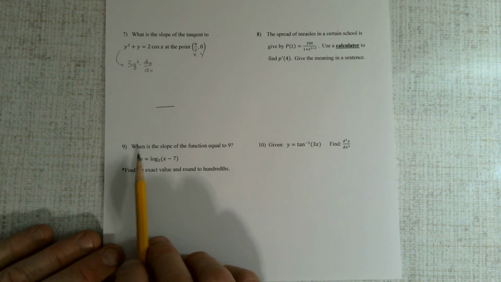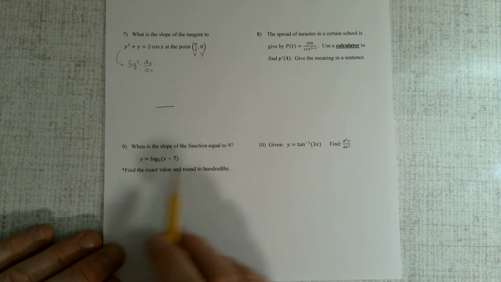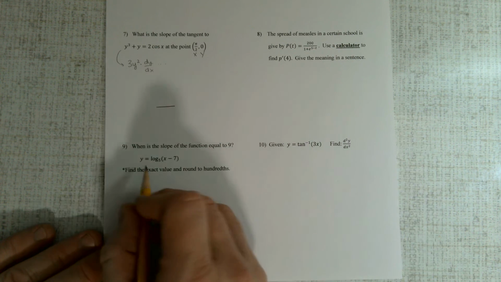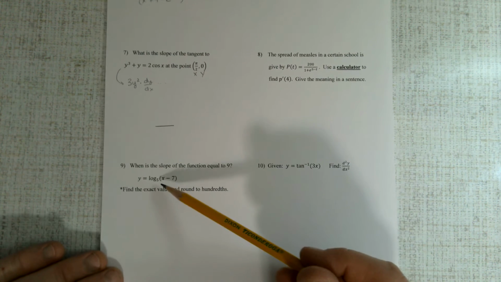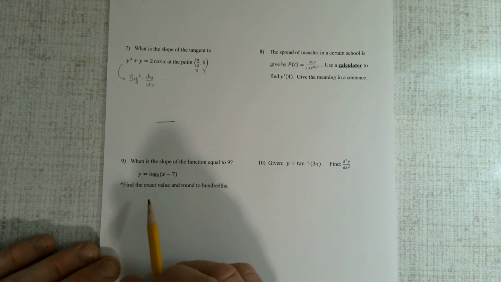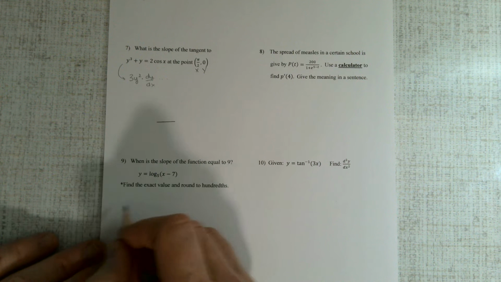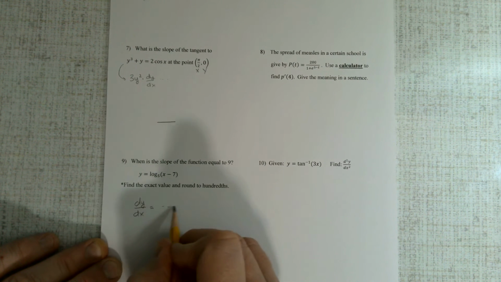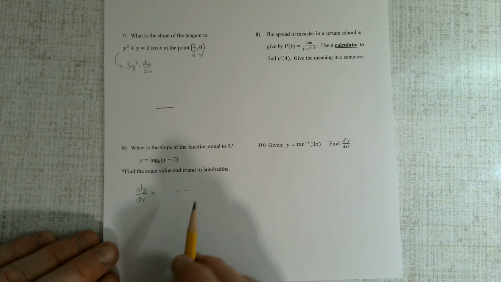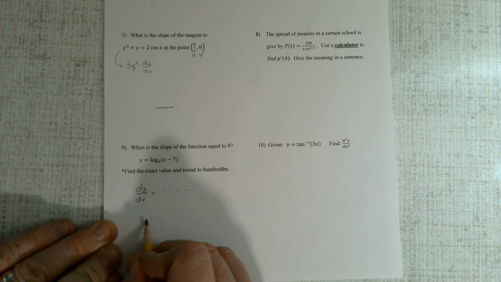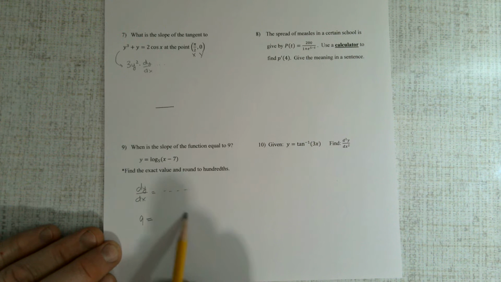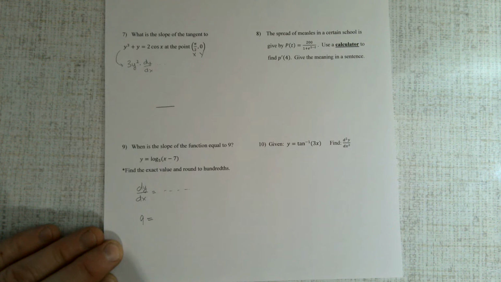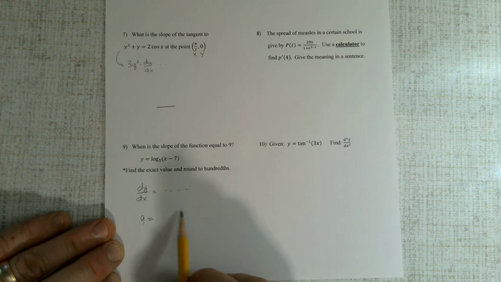Number 9. When is the slope of the function equal to 9? Well, find this derivative. And we just got done doing a natural log one up here. Same thing here. But what's going to happen is you're going to wind up with a spot where you have to put dy dx is equal to, we have our derivative over here, and we're going to put the slope is equal to 9. So you will get the function over here, the derivative, equal to 9. Solve the equation.